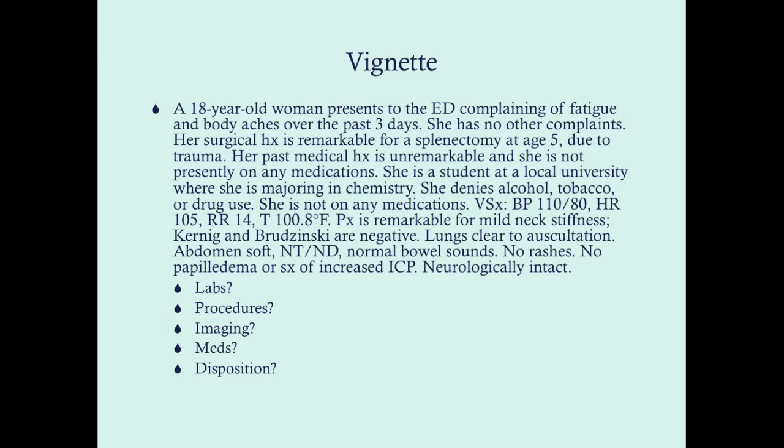Vital signs: blood pressure 110/80, heart rate 105, respiration 14, temperature 100.8. Physical exam is remarkable for mild neck stiffness. Kernig and Brudzinski signs are negative. Lungs are clear to auscultation. Abdomen soft, non-tender, non-distended. Normal bowel sounds. No rashes. No papilledema or symptoms of increased intracranial pressure. She's neurologically intact. So this is a question like what you might get on Step 3.